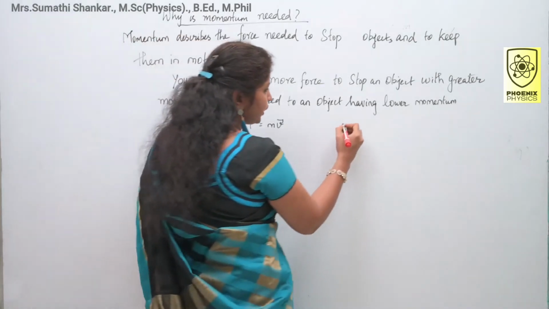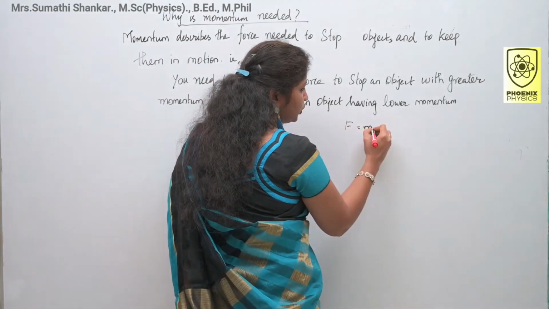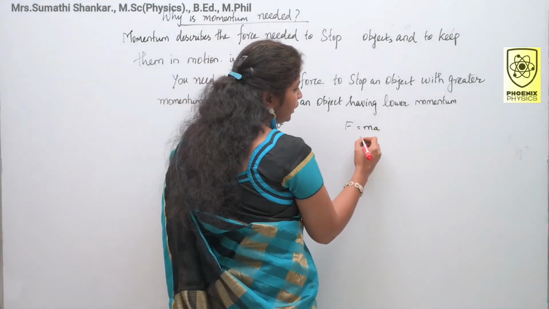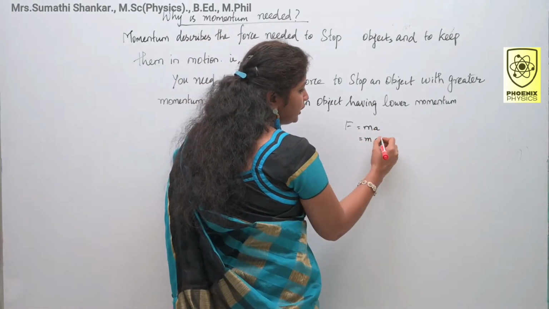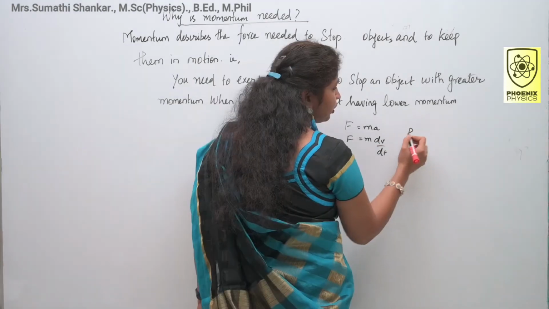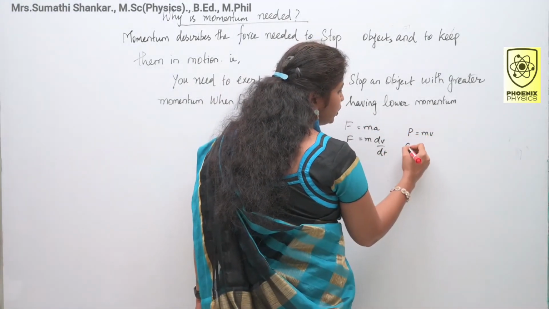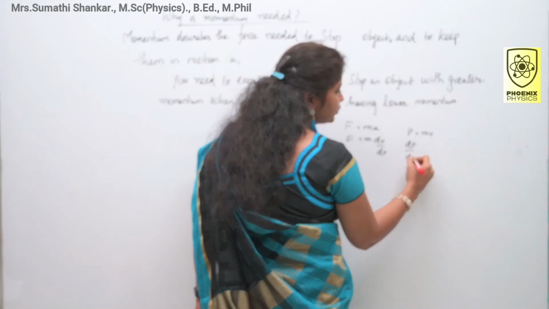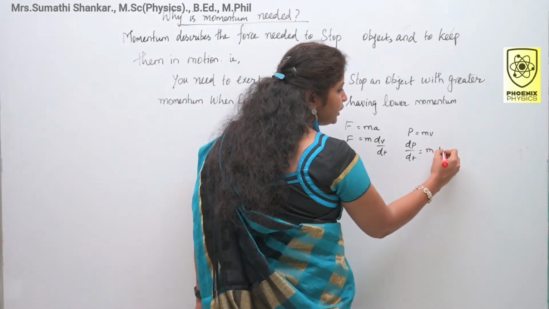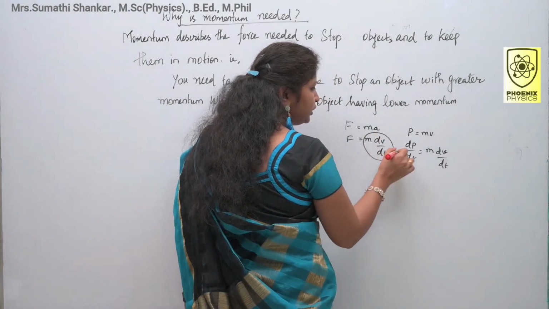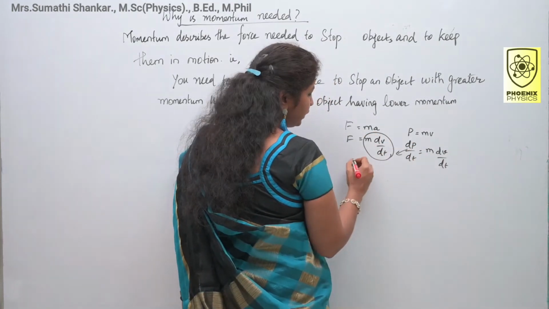Why I introduced the term force? According to Newton's second law, F is equal to ma. How do you write a? a is nothing but dv by dt, right? What is the formula for P? P is equal to mv. So dp by dt is equal to m dv by dt. So instead of m dv by dt, you can substitute dp by dt.